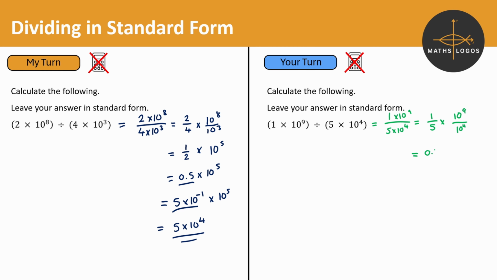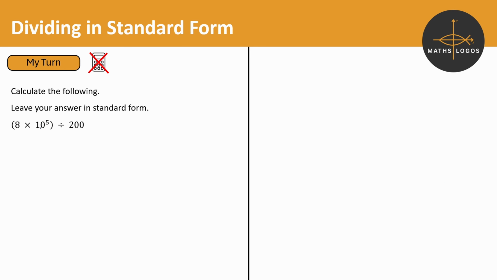1/5 is 0.2 as a decimal. And 10 to the 9 divided by 10 to the 4 is 10 to the power of 5. 0.2 is 2 multiplied by 10 to the negative 1. And then we'll just rewrite that. And then collect your indices together by adding them. That gives you 2 multiplied by 10 to the power of 4. That's your final answer. Okay, in our next example, we have one of the numbers not being in standard form.